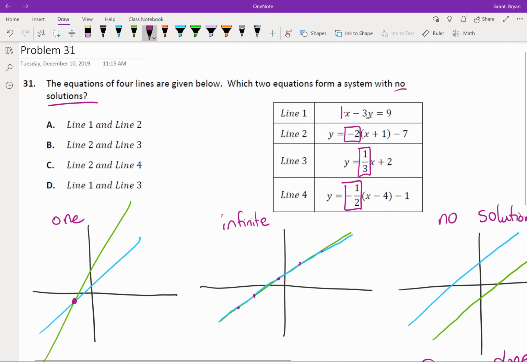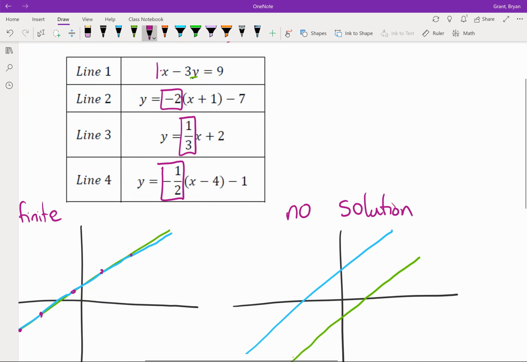And can we eliminate any solutions here? Well, it can't be B. 2 and 3 don't have the same slope. It can't be C. 2 and 4 don't have the same slope. So it either has to be lines 1 and 2 or 1 and 3. So 1 and 2 would have to have a slope of -1/2. 1 and 3 would have to have a slope of 1/3.